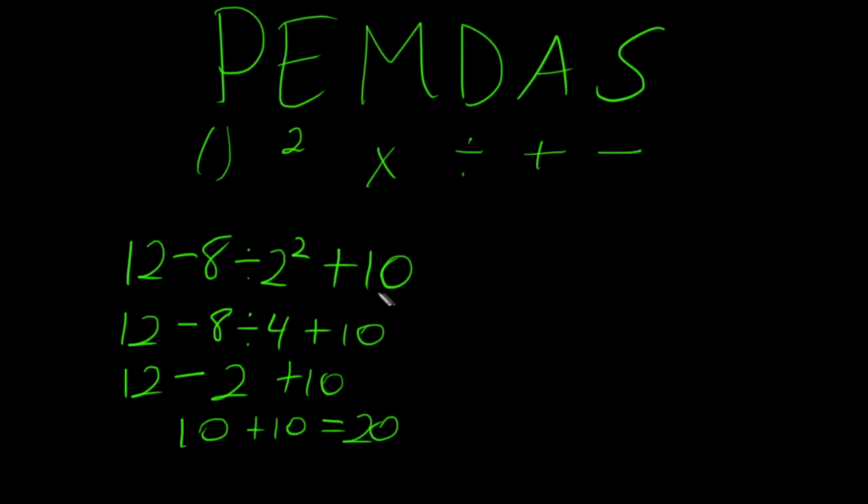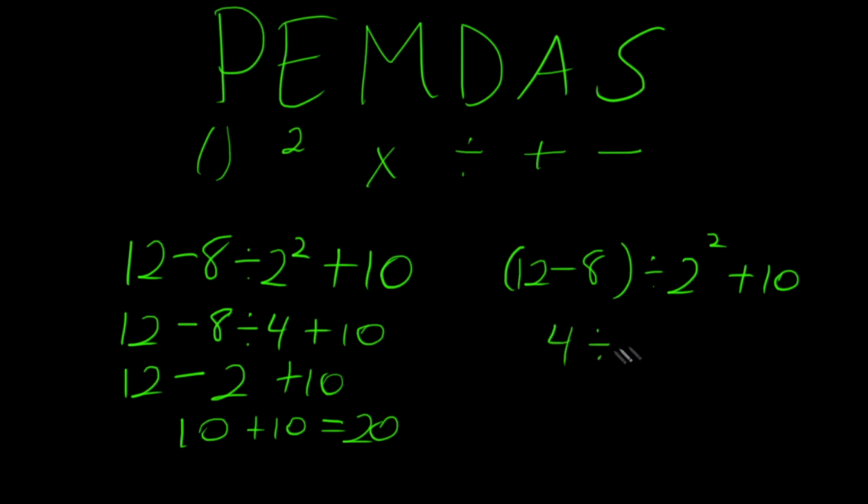Let's do the same problem, but this time we're going to include some parentheses and see how it changes the order and therefore the final result. This time we'll put parentheses around the 12 minus 8. Everything else will look the same, divided by 2 squared plus 10. Since we have parentheses, we'll need to do that first because P, standing for parentheses, is the first letter in PEMDAS. So 12 minus 8 gives us 4.